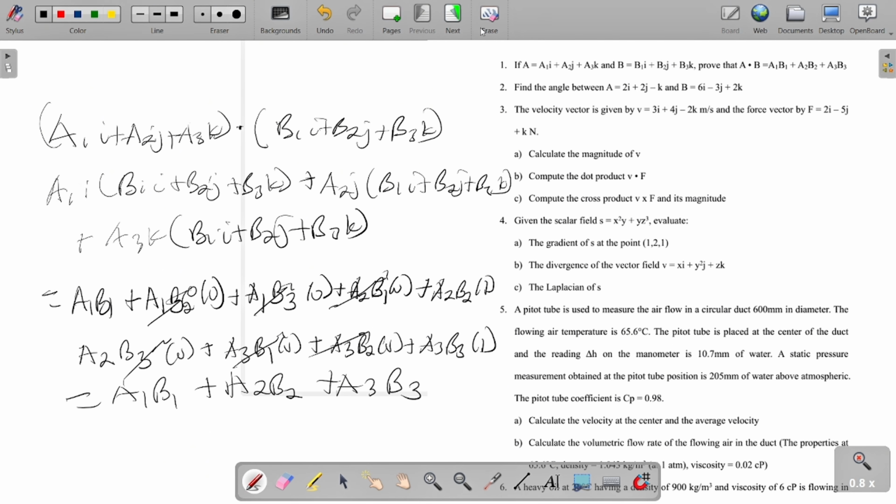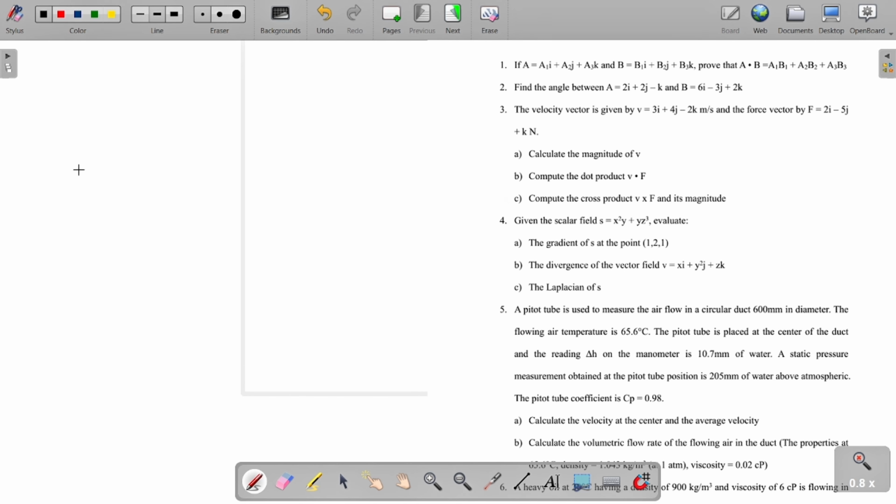Right, so let's try question 2. So question 2, where we have two vectors, right?